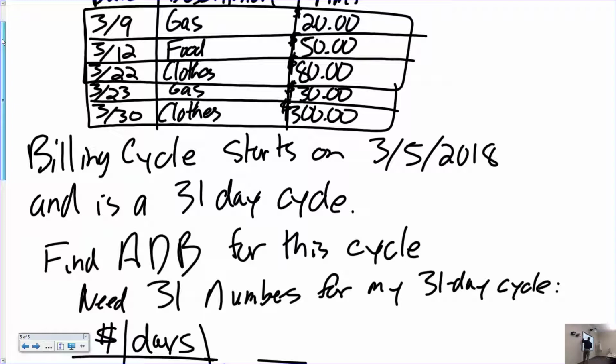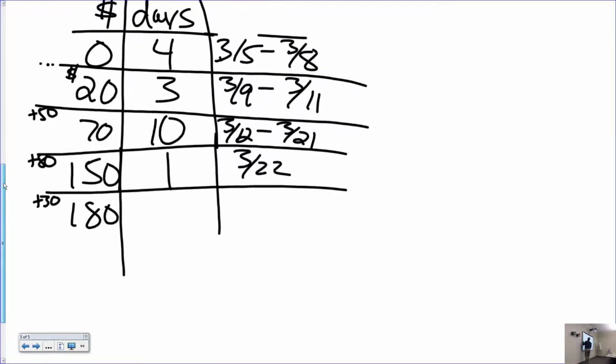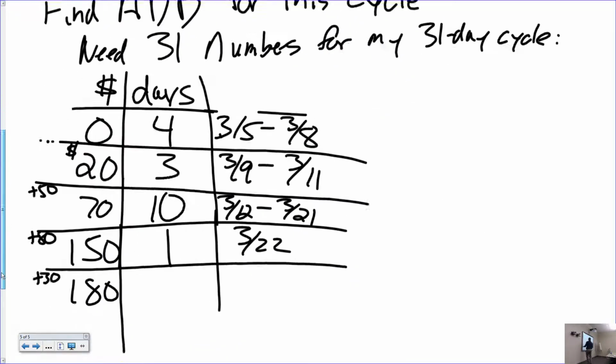Alright, so what's my next number? 180. Because again, we add the 30. And now, how many days does that go? Count 'em. Yes, 7. 23, 24, 25, 26, 27, 28, 29. Don't count the 30th, because the 30th is where the number changes. So 7. And note what's happening to each of those numbers, folks.